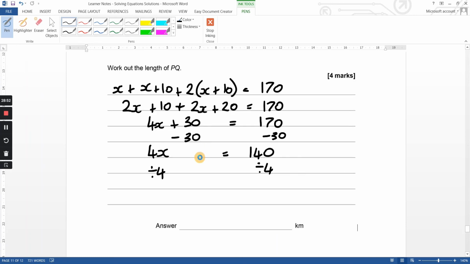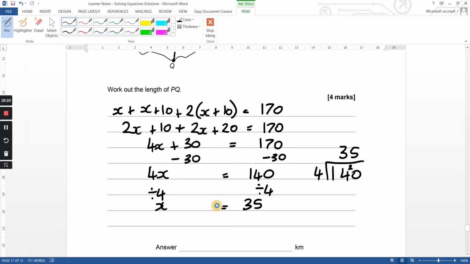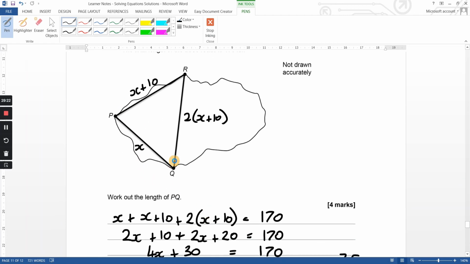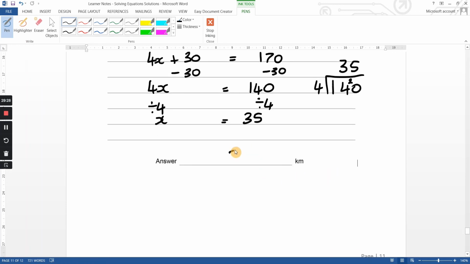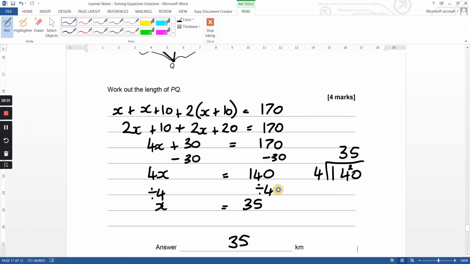Again, let's assume this is on a non-calculator paper. I reckon this is a non-calculator paper, pretty sure, if it's 4 marks. You could probably do it in your head, but I wouldn't recommend it. Let's do it this way. So 4 into 14 is 3, remainder 2. 4 into 20 is 5 exactly, so it's 35. And was that what he was asking for? PQ, yes, PQ was X, which we've just worked out. Always double check. 4 marks for doing that.